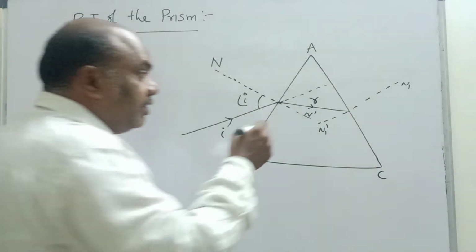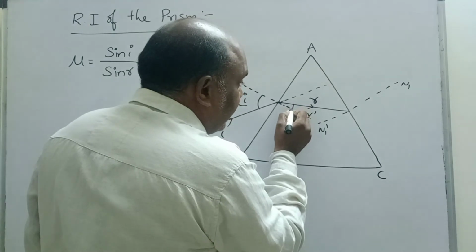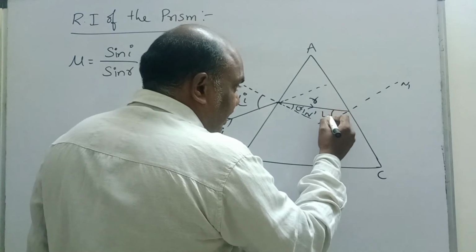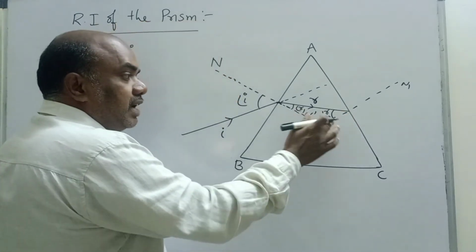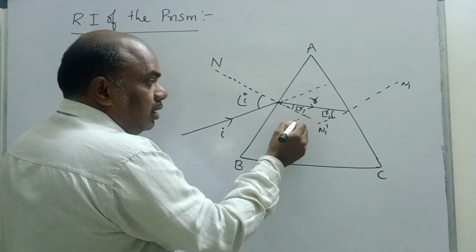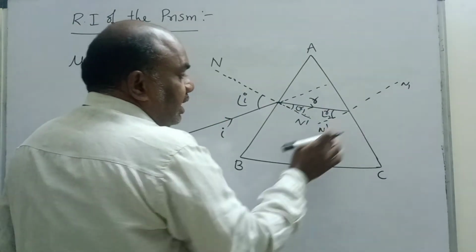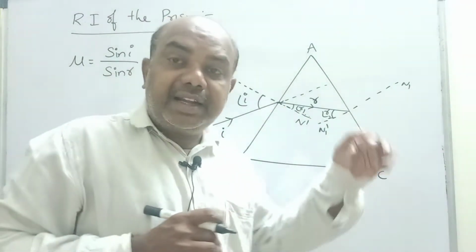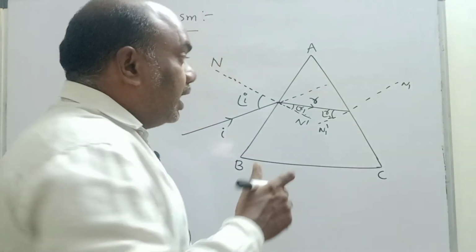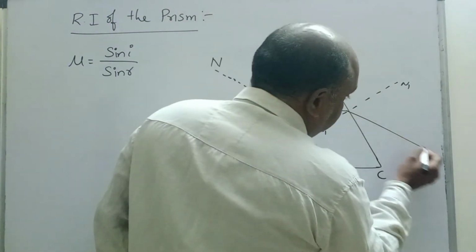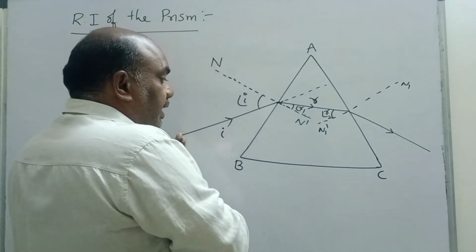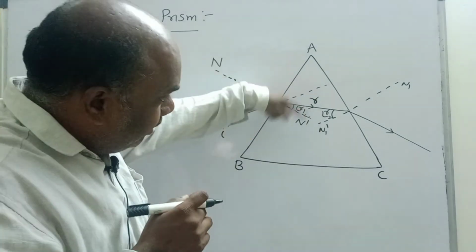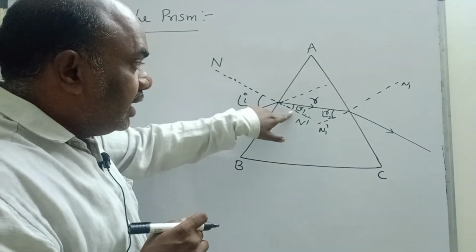The refracted ray is denoted by r. This refracted ray is making some angle with the first normal, this is called the angle of first refraction, angle r1. It makes some angle with the second normal, this is angle r2. When it goes from a rarer medium to a denser medium, the refracted ray moves towards the normal. So it came towards the normal. Angle of incidence is more than angle of refraction.